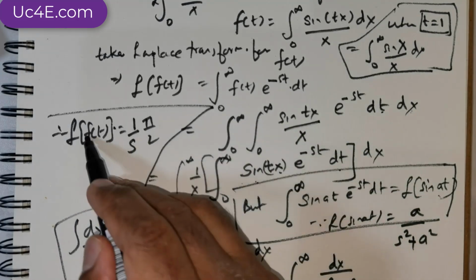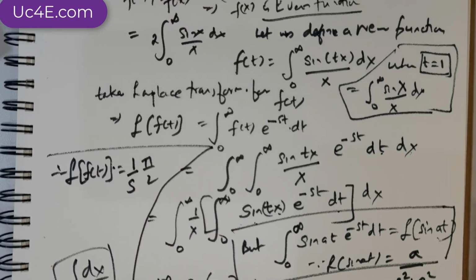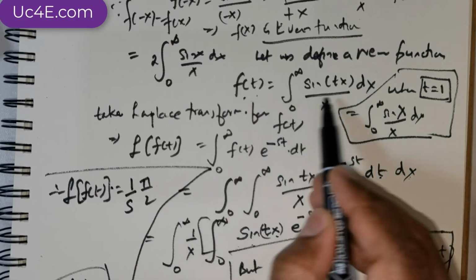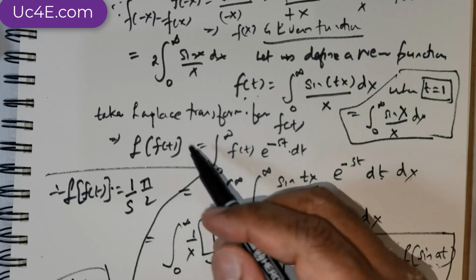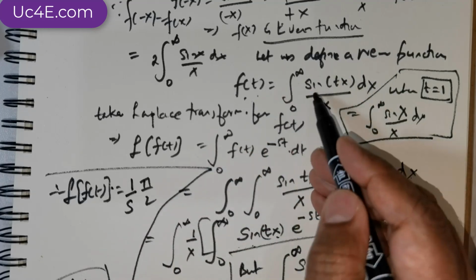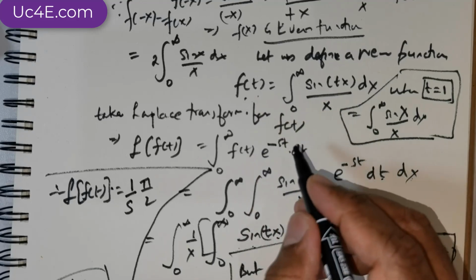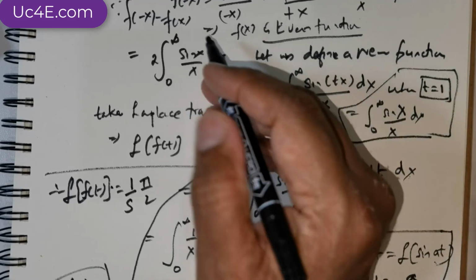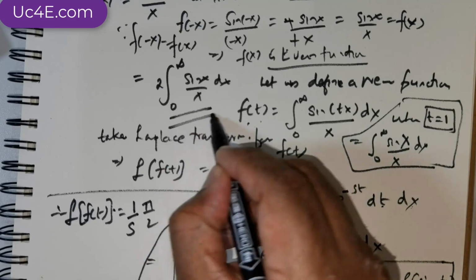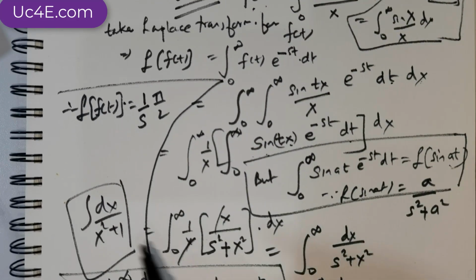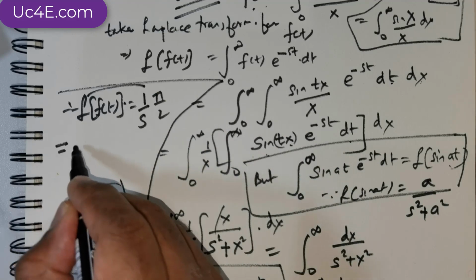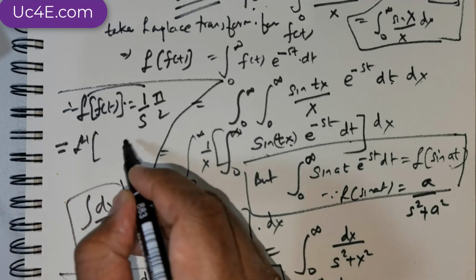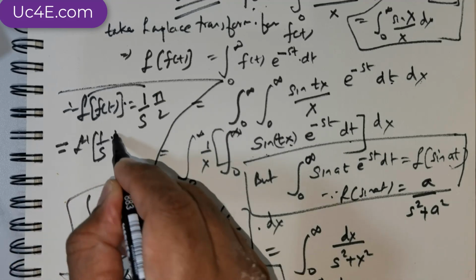But we need f of t. Why do I say we need f of t? Because we defined f of t to be like this, and to obtain a value for the integral I need to know what f of t is. Otherwise it wouldn't be possible to get the result. So to get f of t, push L to the other side, and it becomes L inverse of 1 over s times pi over 2.